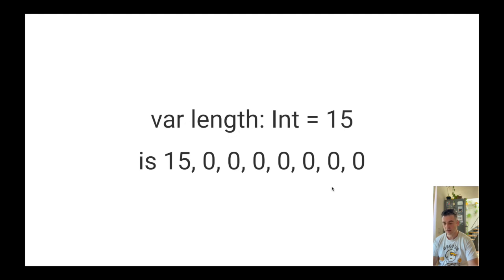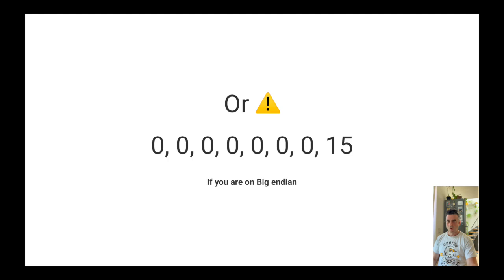equal to 15, then we have 15 followed by 7 zeros, because it's basically 8 bytes, right? But the number is so small that it actually fits in 1 byte. Another important tidbit is if we are on a big endian machine, then it's flipped. 15 would be first 7 zeros, then 15, which will be important in a few minutes.